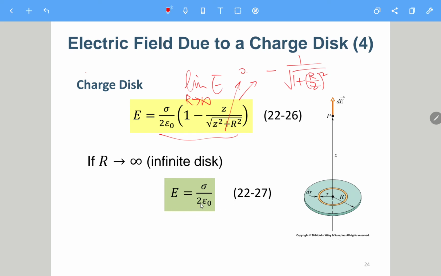Which is a very elegant solution, because this is a constant, which means that if this disk is infinitely large, it will generate the E field uniformly. It does not depend on the distance between the point we are concerned with and the plate. So this is a uniform E field generated by the infinitely large plate.